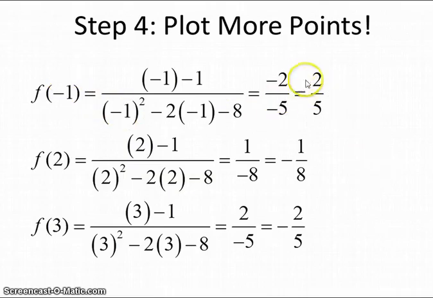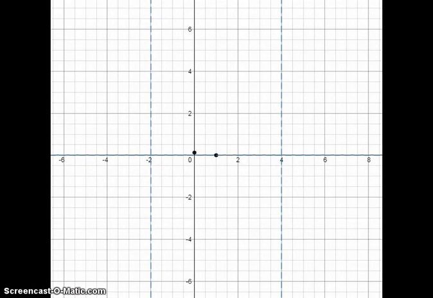It would be -1, 2/5, 2, -1/8, and 3, -2/5. So I'm going to plot those points. Here's -1, 2/5. Here is 2, -1/8, and here is 3, -2/5. So we're kind of starting to see what's going on here. We've got a curve that crosses the x-axis at 1.